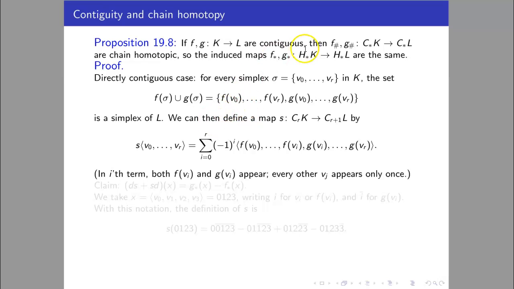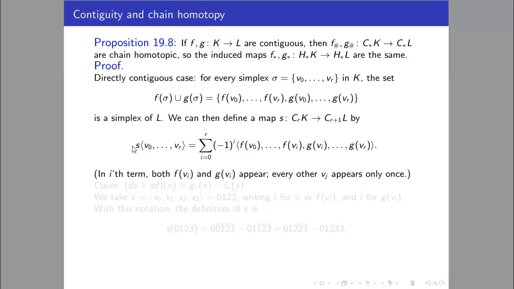So we're supposed to be proving that F hash and G hash are chain homotopic. So we need to define a chain homotopy. That's going to be a map S from the R chains of K to the R+1 chains of L. We need to define it on the generators of the chain complex for K, which are like this thing here, the pointy bracket V0 up to VR.